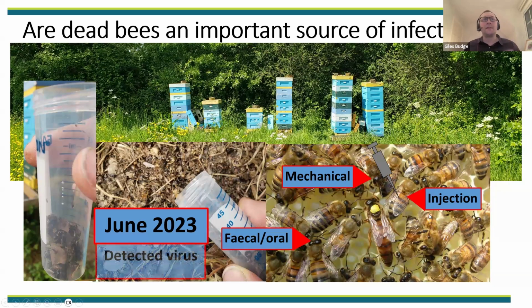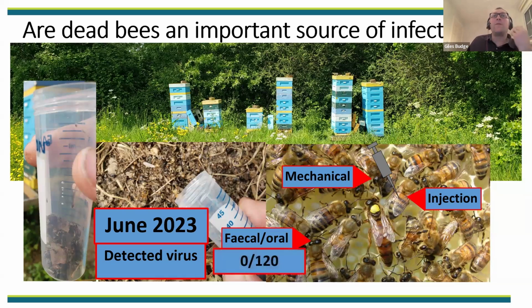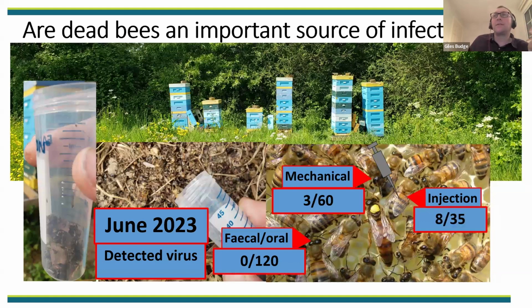And what did we find? Well, for a start, we could still detect the virus in the inoculum, which is good. If we fed that inoculum, then we couldn't induce any symptoms in the bees. If we put the inoculum in with bees, then some of them did die of chronic bee paralysis, so 3 out of 60, so it's a low level. And if we injected, a few more actually went down with the disease.